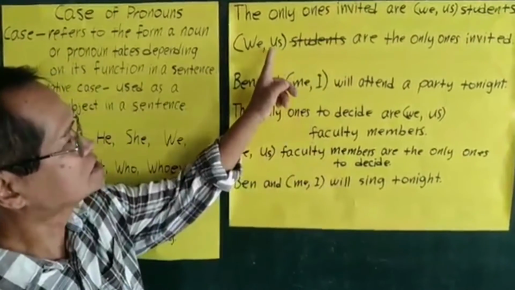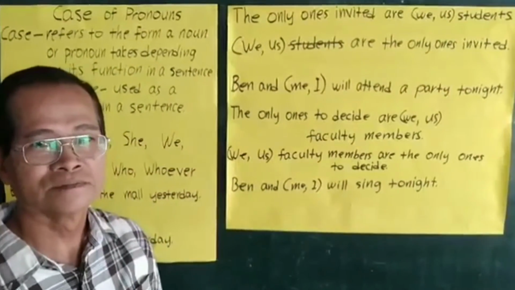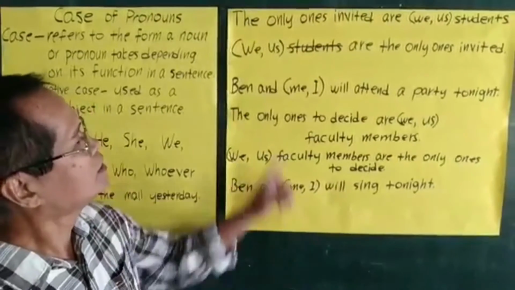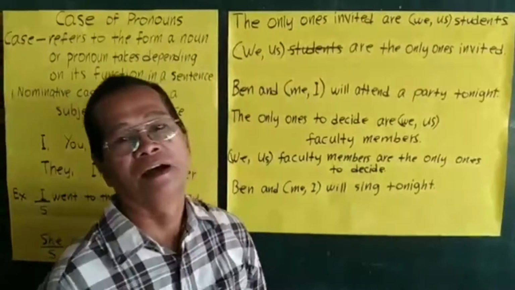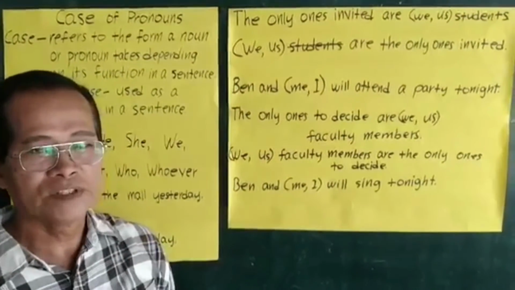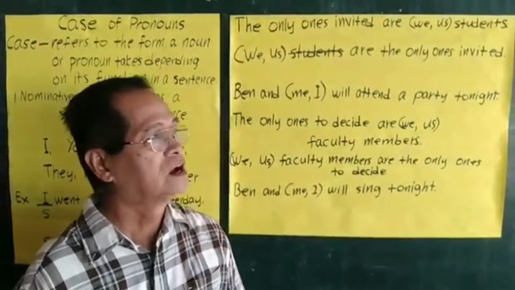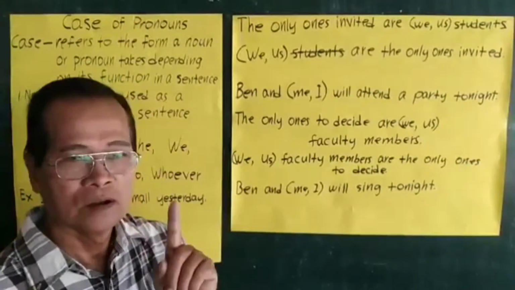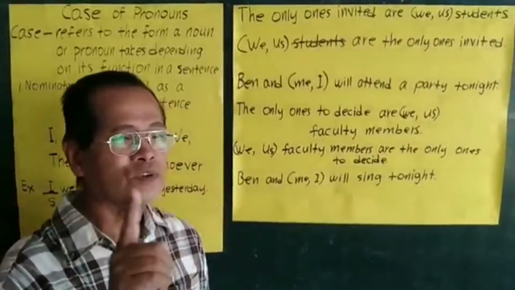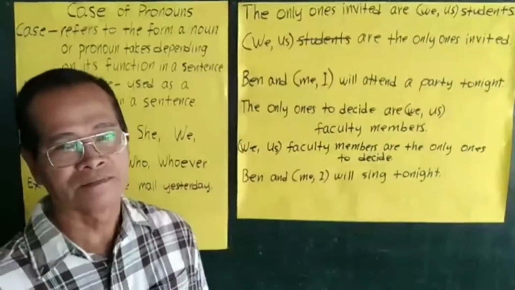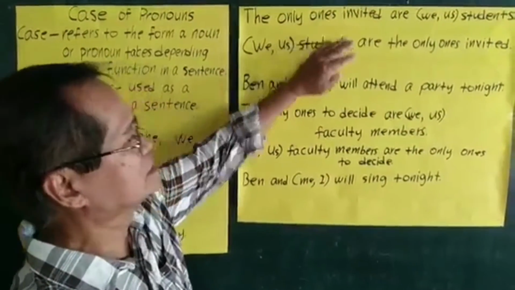If your answer is "us are the only ones invited," it sounds awkward, doesn't it? So, our answer should be we. We are the only ones invited. And it conforms with the rule in grammar. Now, this technique is good even if you forgot the rule in grammar. Just disregard the appositive and then read the sentence.